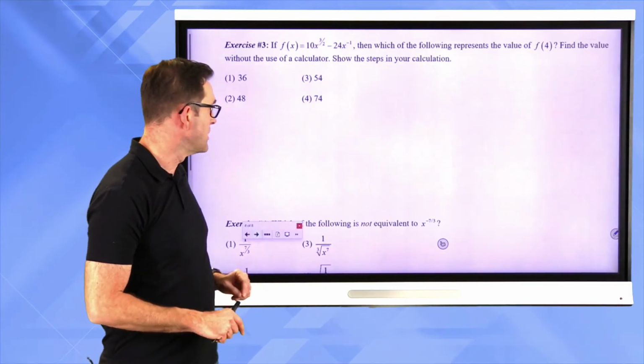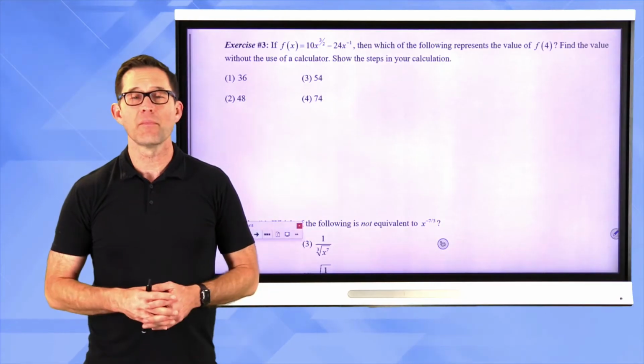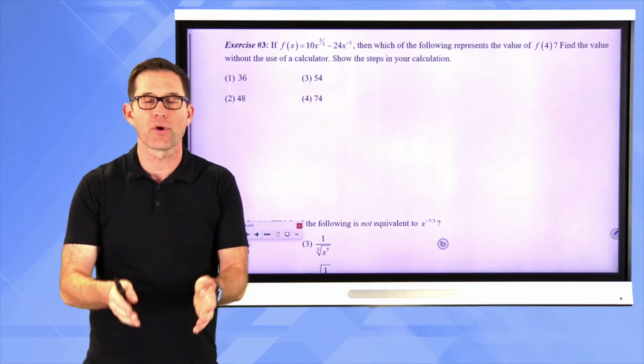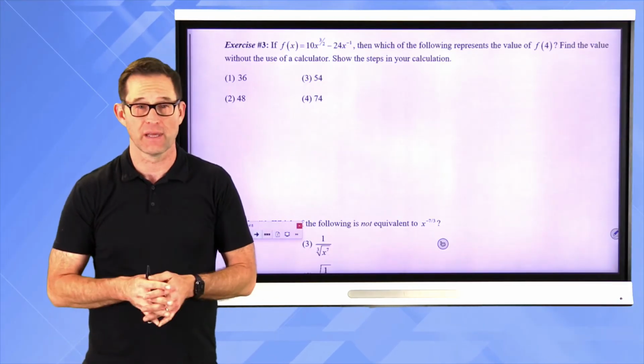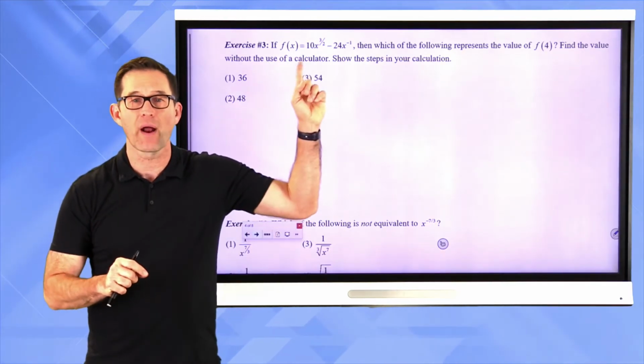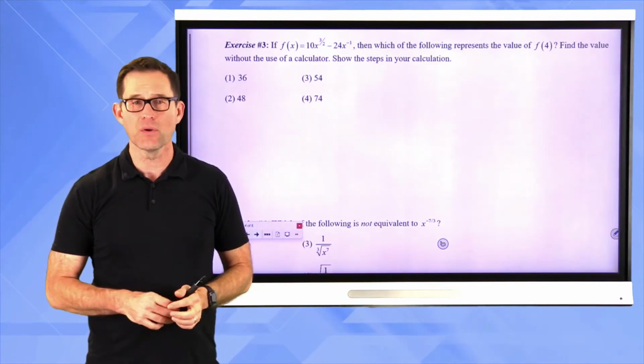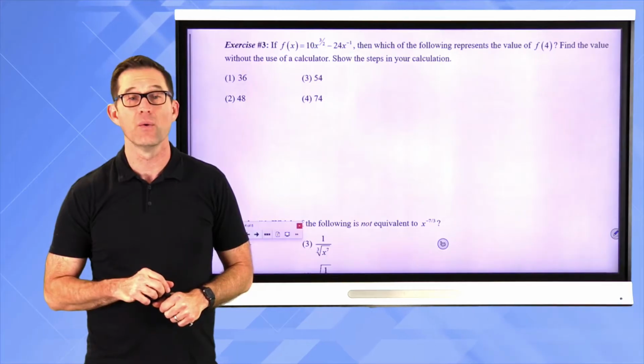Okay, let's keep going. Exercise number 3. If f of x equals 10 times x to the 3/2 minus 24 times x to the -1st, then which of the following represents the value of f of 4? Find the value without the use of your calculator. Show the steps in your calculation. Yet again, I'd like to remind you that of course you could do this problem with your calculator very easily, but I want you to be able to do it without your calculator so that you understand both what a fractional exponent is and what a negative exponent is. So pause the video now and see if you can figure out which of those 4 choices represents the value of f of 4.